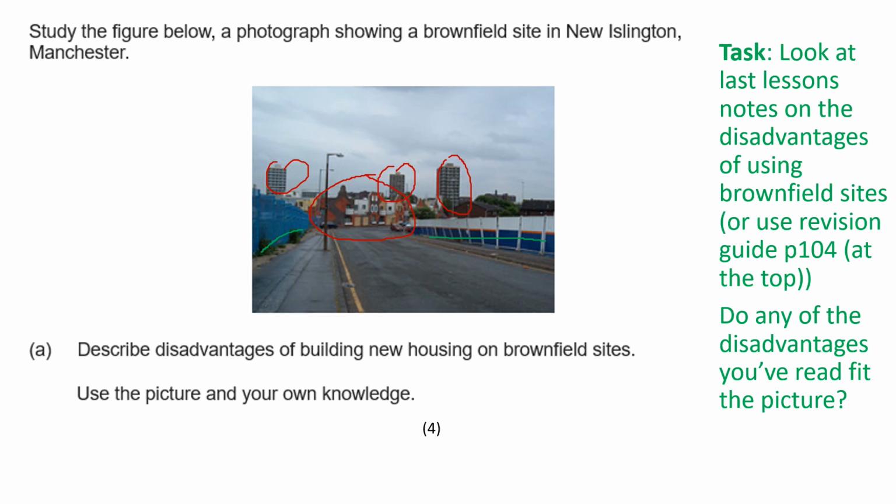Question is, describe disadvantages of building new housing on brownfield sites. You've got to use the picture and your own knowledge. It's worth 4. So using the picture will get you 2, and using your own knowledge will get you 2. Your task, you need to look back at last lesson's notes on the disadvantages of using brownfield sites, or you can use your revision guide. Do any of the disadvantages you've read fit this picture? Pause this, go and have a look, complete that task.